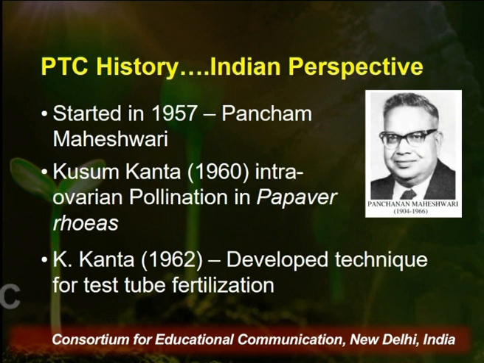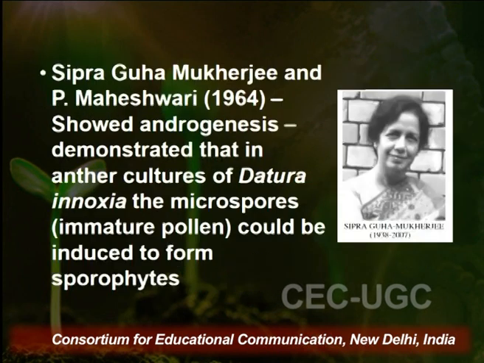Under his dynamic leadership, Kusum Kanta in 1960 developed intra-ovarian pollination of Papaver species. Subsequently, in 1962, Kanta again developed a technique for test tube fertilization. She used excised ovules and anthers, and mixed those in the same media.